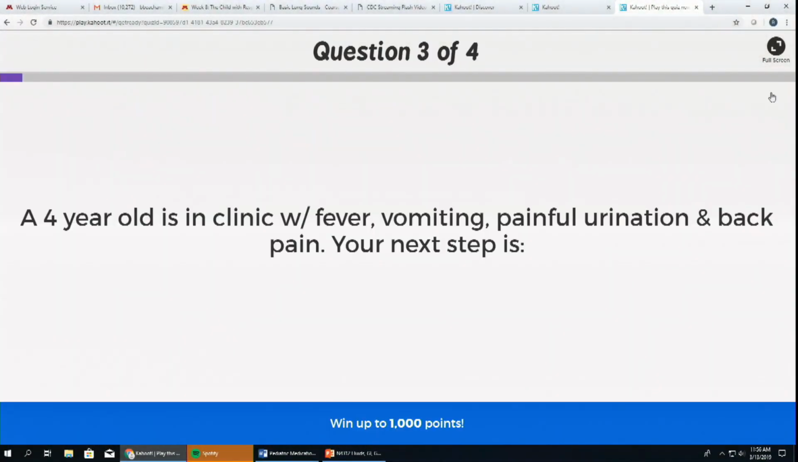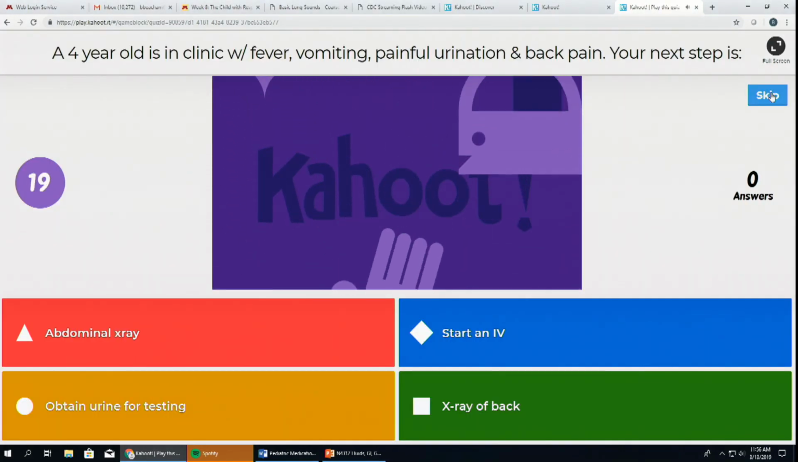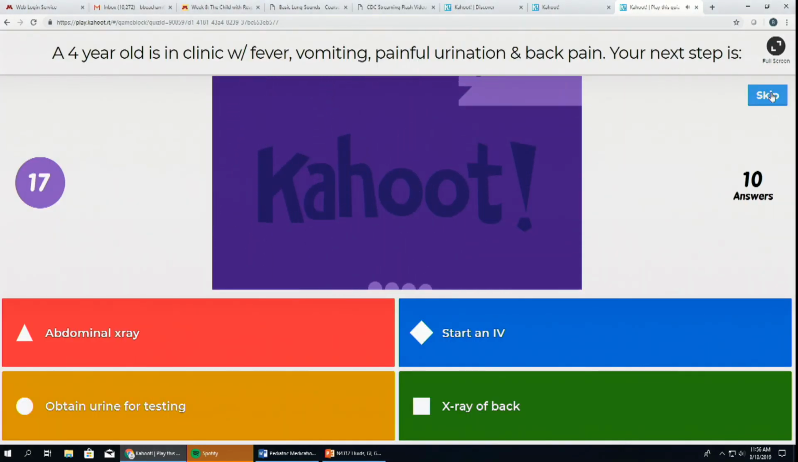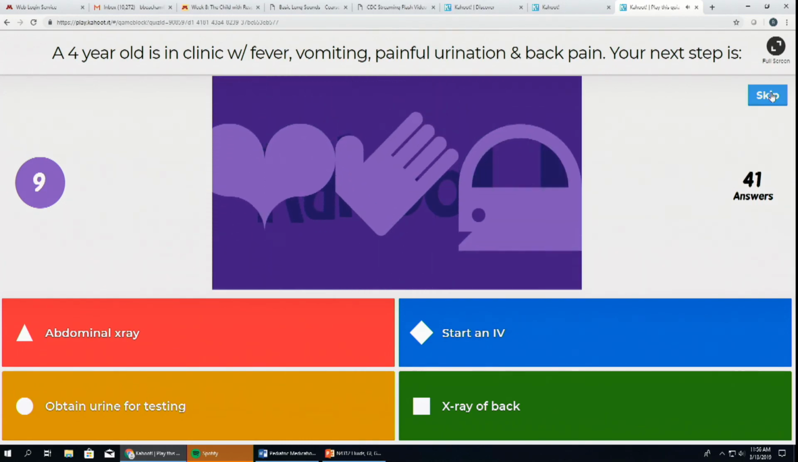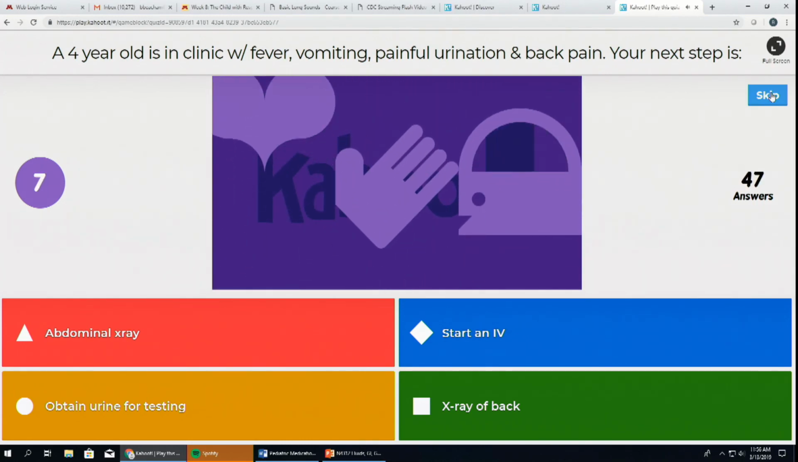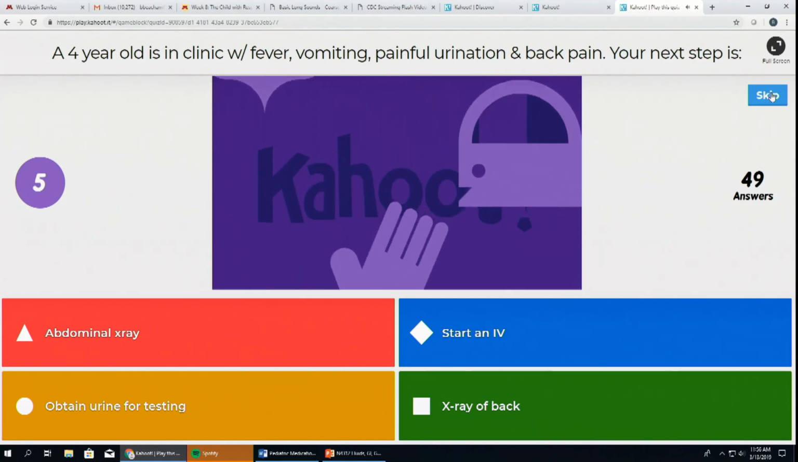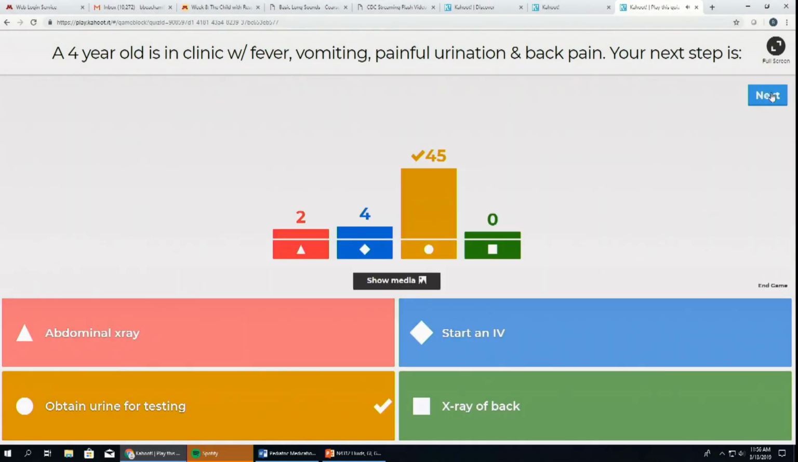All right. A 4-year-old is in clinic with fever, vomiting, painful urination, and back pain. Your next step is... Oh, sorry. Abdominal x-ray, start an IV, obtain urine for testing, or an x-ray of the back. Okay, perfect. So 45 people thought obtain urine for testing.